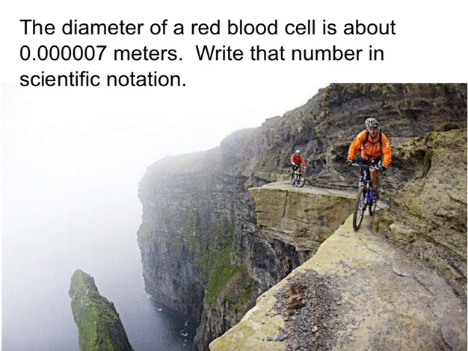Okay. The diameter of a red blood cell is about that many meters, really small. Write that number in scientific notation. So we do 7 times 10 to the, well, it's a really small number, so we're going to have a negative exponent. And we need that 1, 2, 3, 4, 5, 6, minus 6.